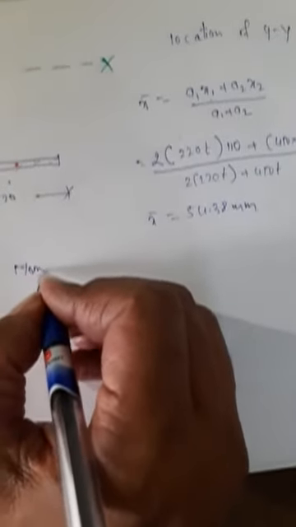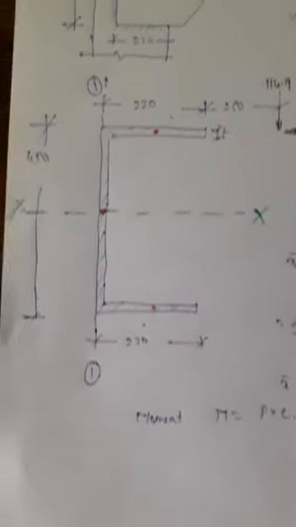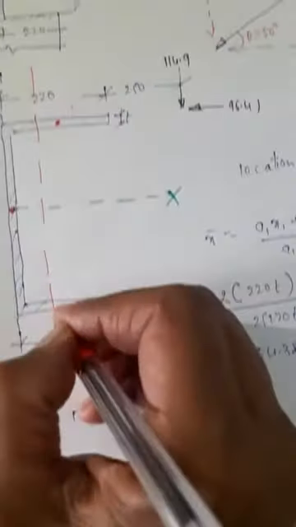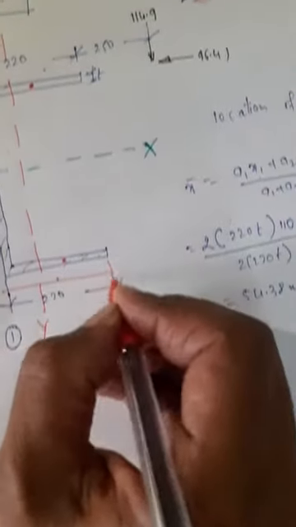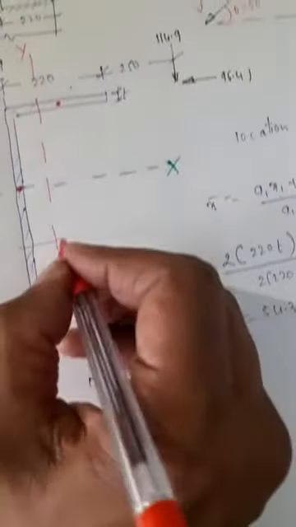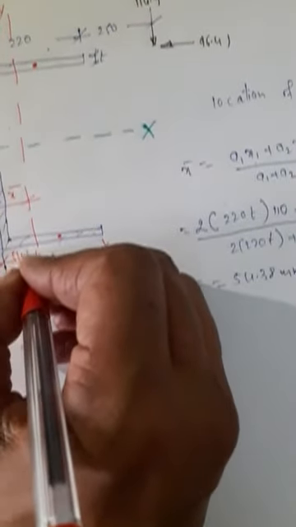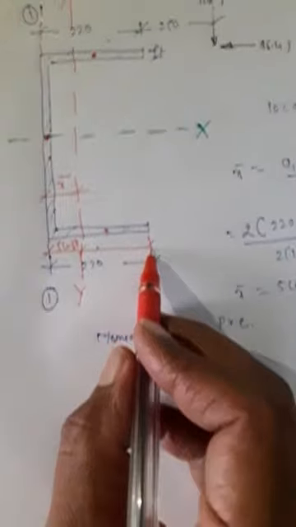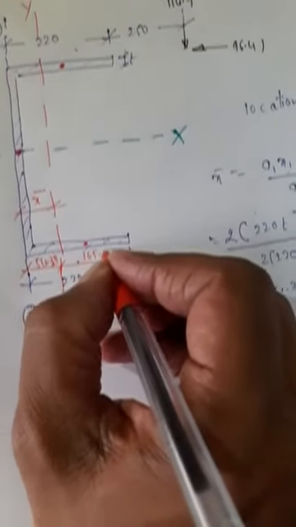Now the next step would be to calculate the moment. Moment M is equal to P into e. So let me mark the CG line on this diagram. Y, X bar, 54.38. Now this distance from here to here will be 220 minus 54.38, which is 165.62.